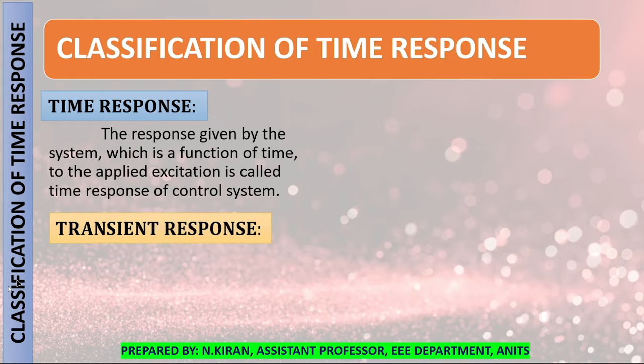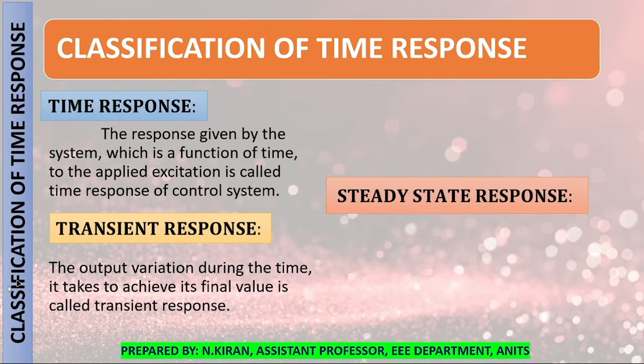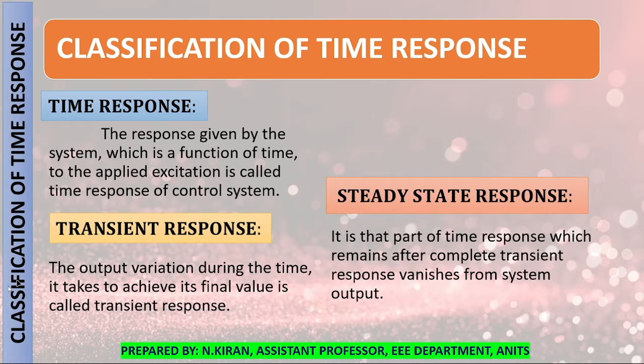Next we'll see what is transient response. The transient response is the variations in the output during the time it tries to achieve its final destination or final value. That response we call transient response. And lastly, the steady state response. The steady state response, as we all know, is that part of the time response which remains constant after the transient response is completely vanished from the system.